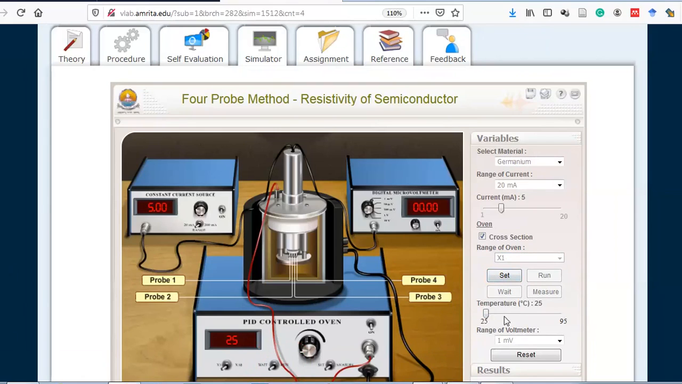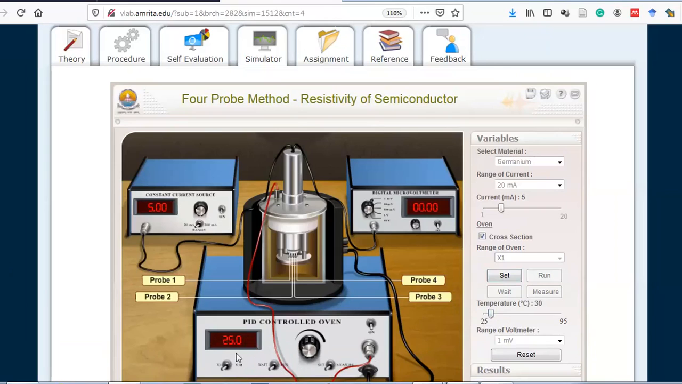Now this temperature range you have to vary. Let's say you want to increase it from 25 to 30, so you keep it 30. Okay, but the number will be displayed over here because you set it, but it has not actually moved from 25 to 30 in a step. So what you do, you click on this button over here, run.